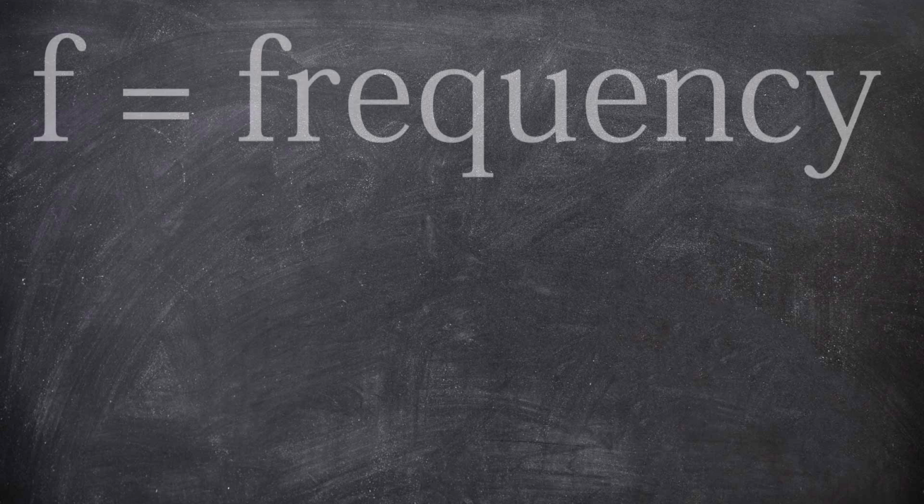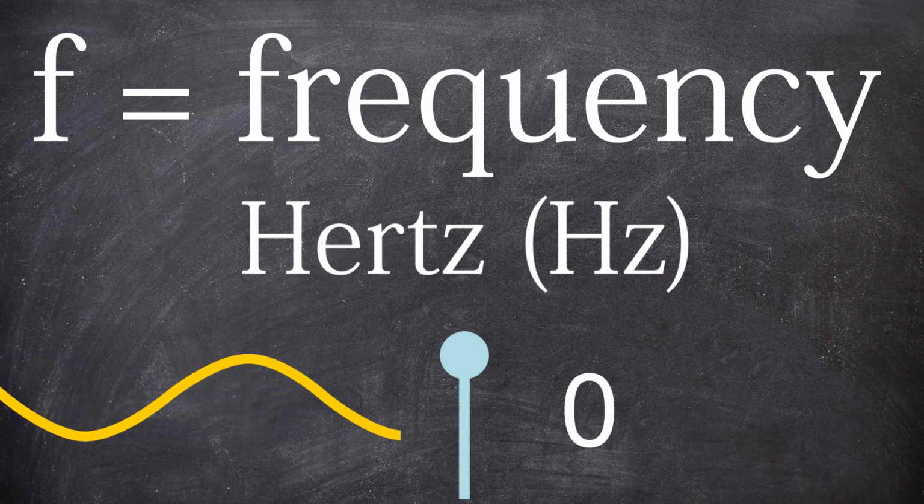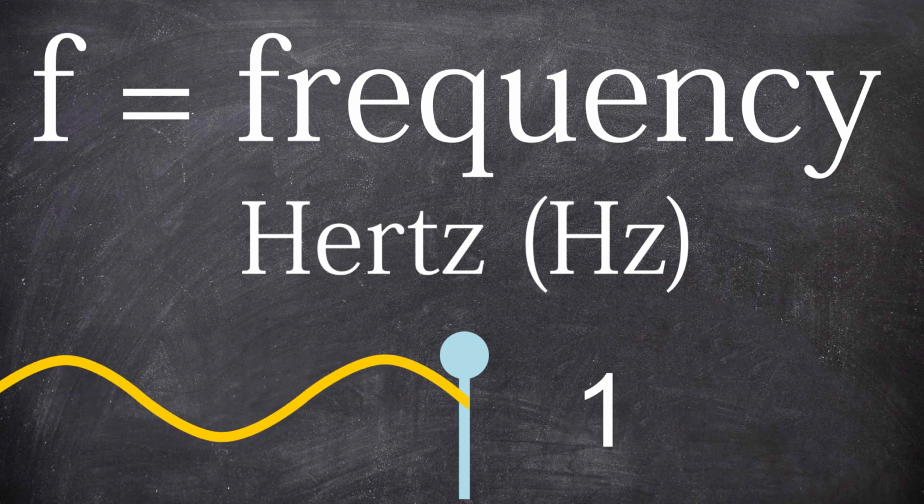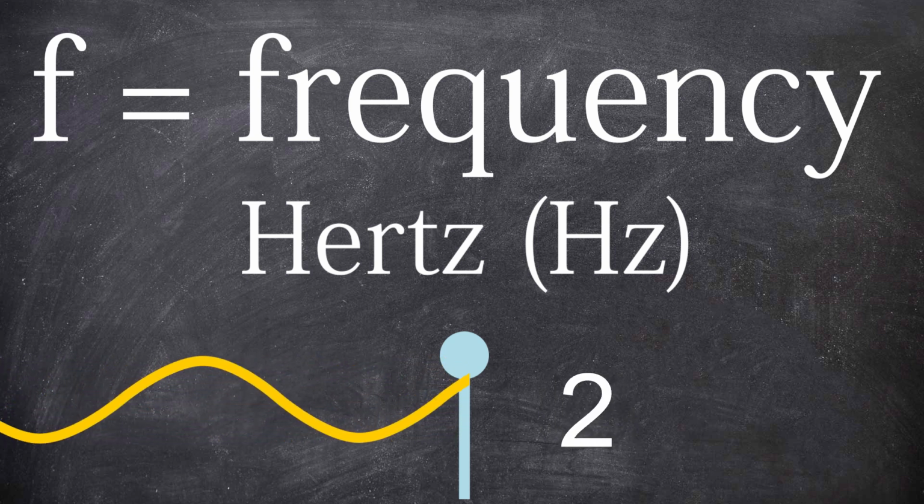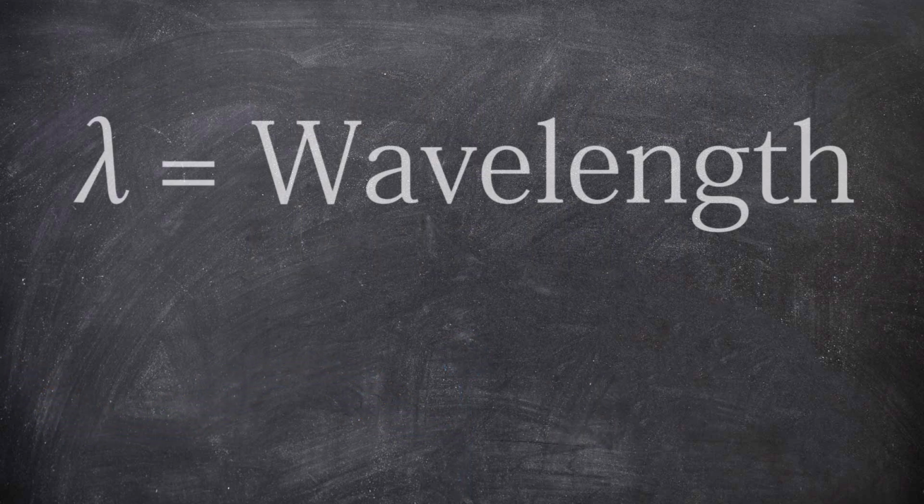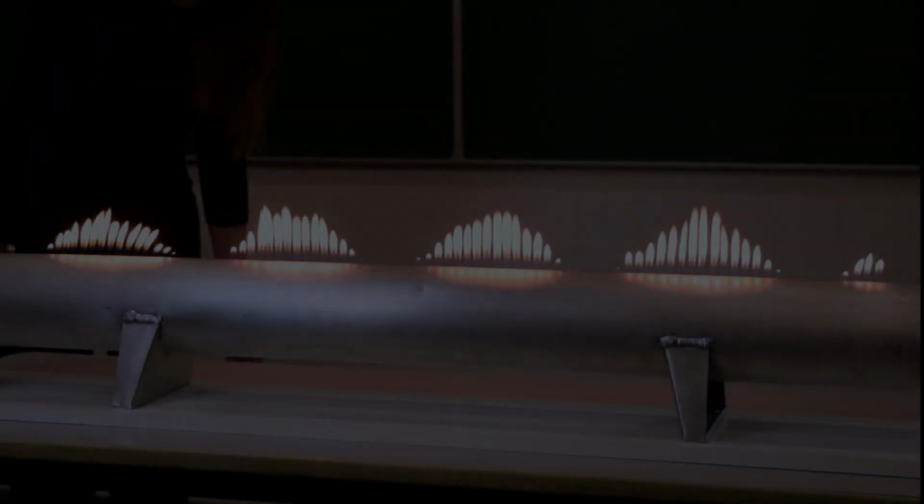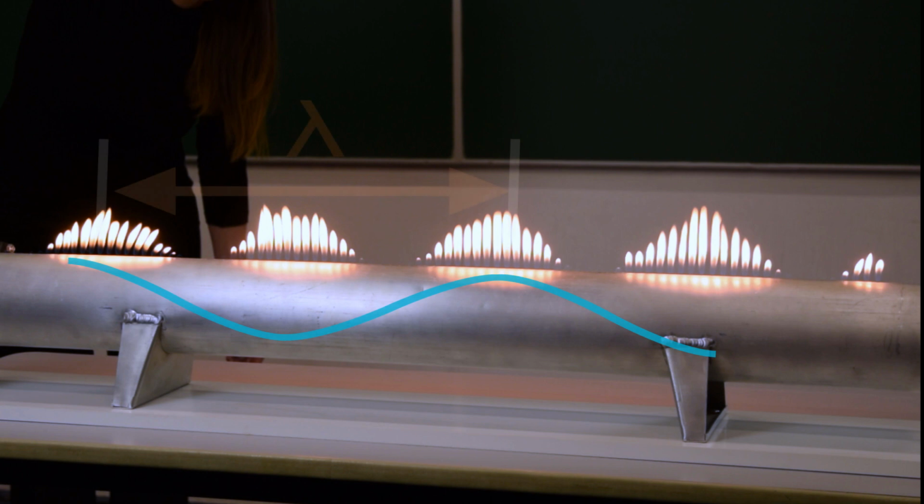F is the frequency of the wave, which is how many waves pass a point in 1 second. This is measured in hertz. For instance, if 10 waves pass you in 1 second, then the frequency of the wave is 10 per second, or 10 hertz. And finally, lambda. Lambda is the length of the wave. It's the wavelength as we saw on the oscilloscope. And the wavelength is measured in meters. If you multiply the frequency and the wavelength together, you can find out how fast the wave is traveling.